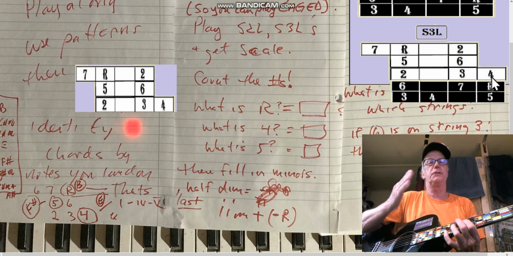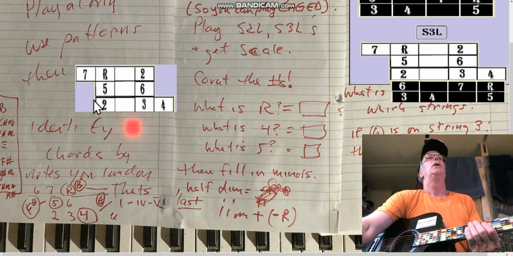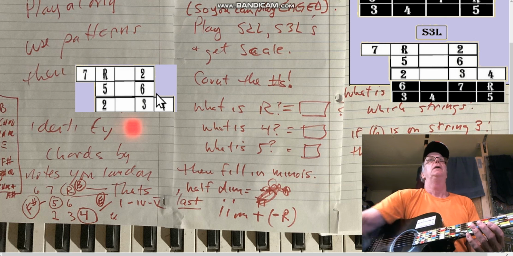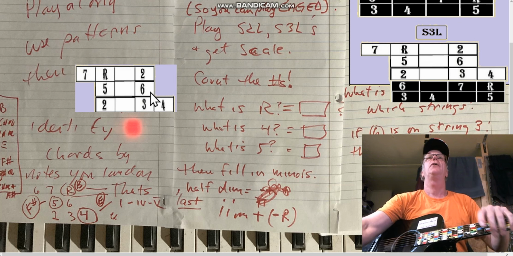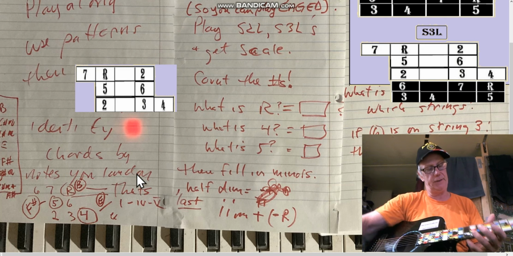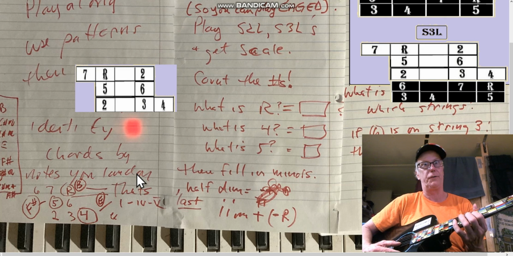But we want to strum along. We want to know what the chords are. Okay, so what is it? You count the pattern, count the numbers. It says here, identify chords by notes you land on. So let's do that little part again. We're going to stop on the fourth now.